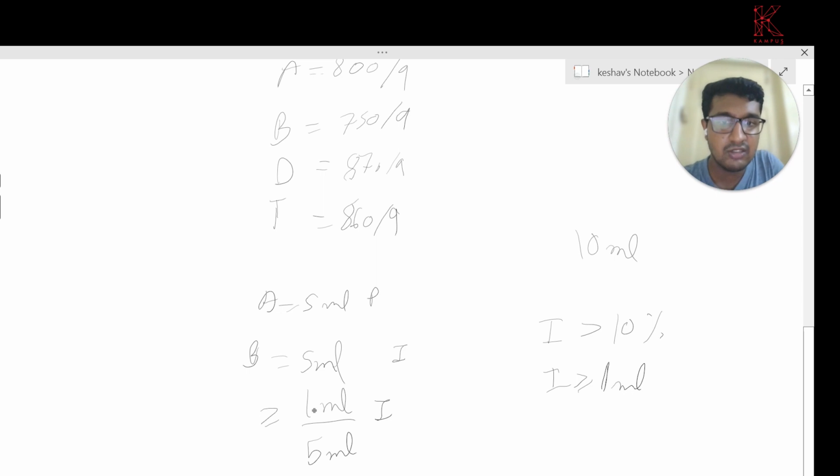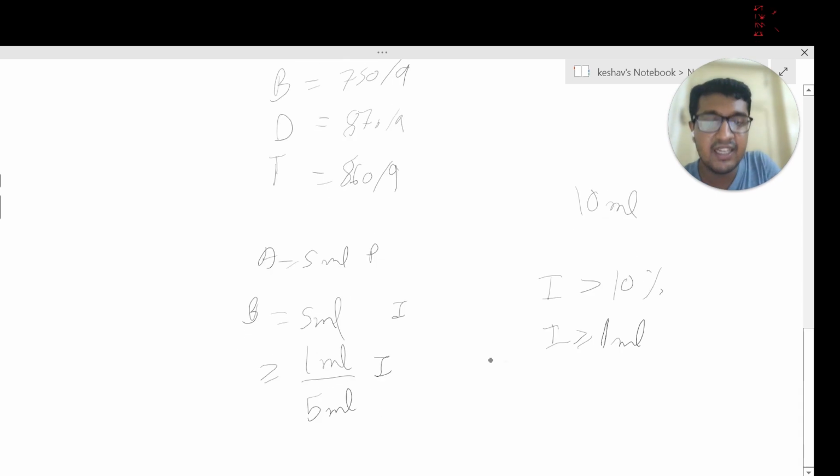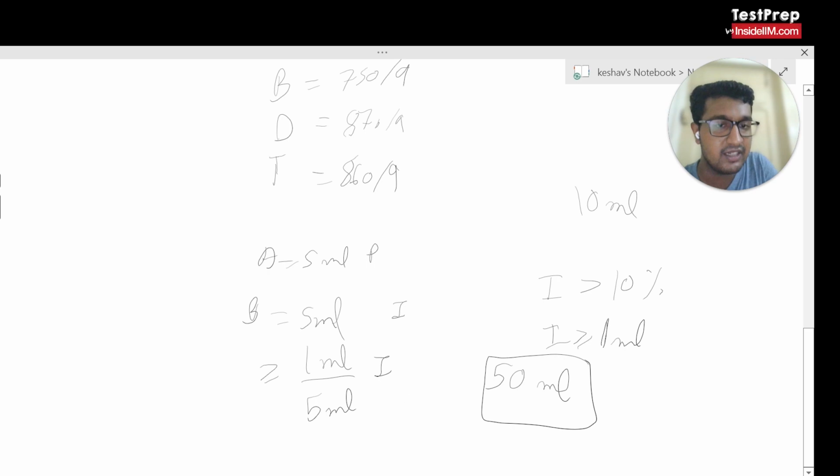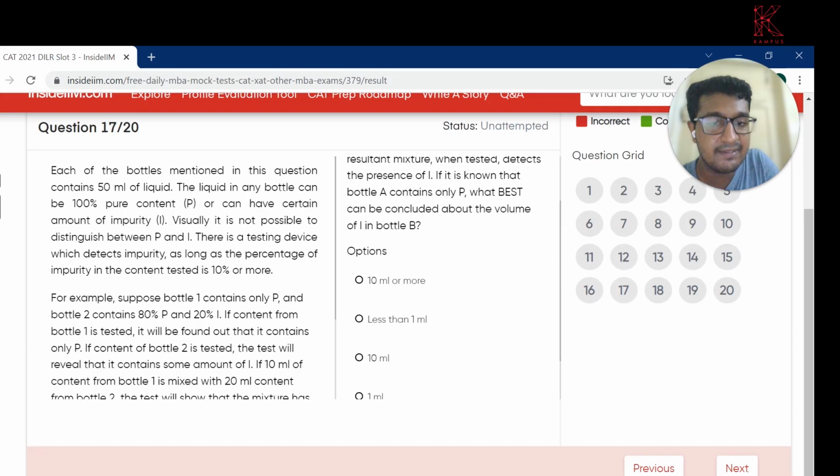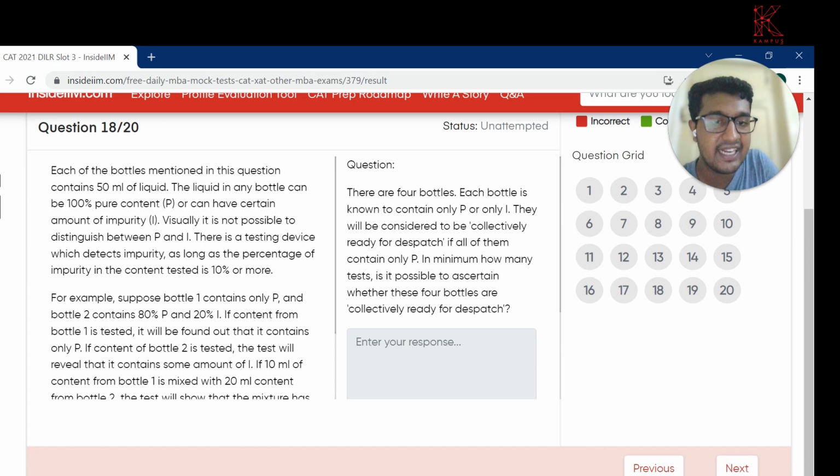Okay. So 1 ml over 5 ml, and what's the quantity in each bottle? 50 ml. Don't forget that. Okay. So I can simply say, as you can see, there's 20% of impurity at least. I can simply say the impurity must have been 10 ml or more, right? More than 10 ml. So my option A is the answer.